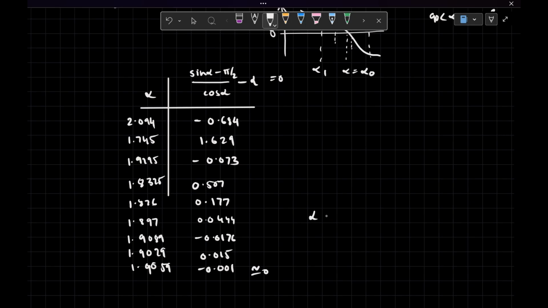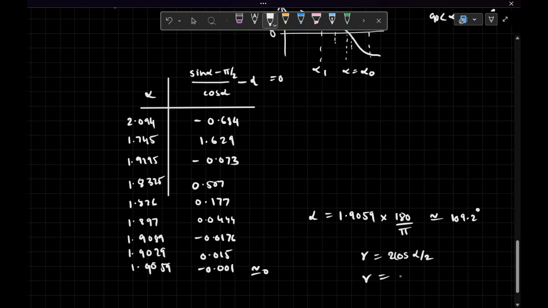So I got alpha to be 1.9059. If I convert this into degrees, I should multiply it by 180 over pi. This gives me an answer of 109.2 degrees. Now if you substitute this in the equation that we got, r is equal to 2 cos(alpha/2), you will almost get an answer of 1.158.